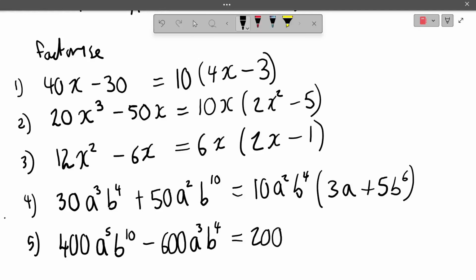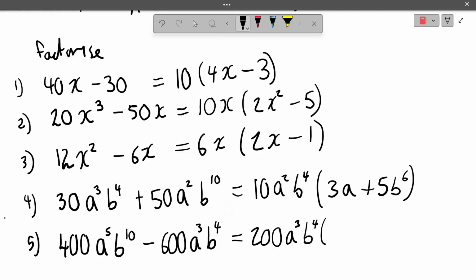But I can just look at, well, with hundreds being, I got 4 and 6, the best there I can do is 2 with 2 zeros on both. So it's like 2 with 2 zeros. Then look at our letters. We have a to the power of 5 and a cubed. So the best I can do here is a cubed. Here I have b to the 10 and b to the 4. So the best I can do there is b to the 4.